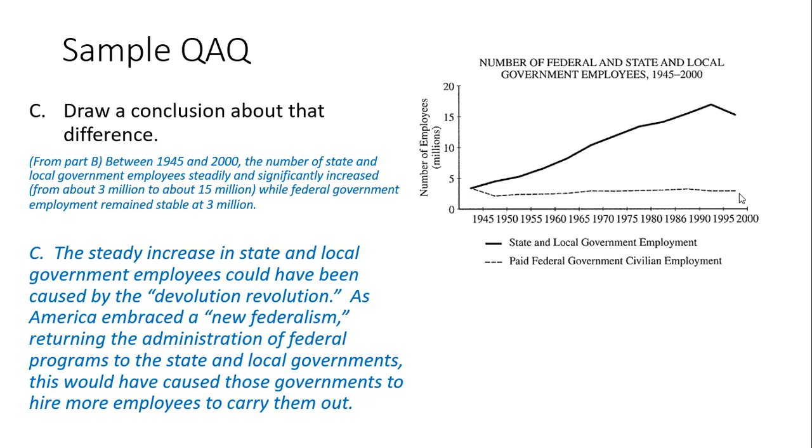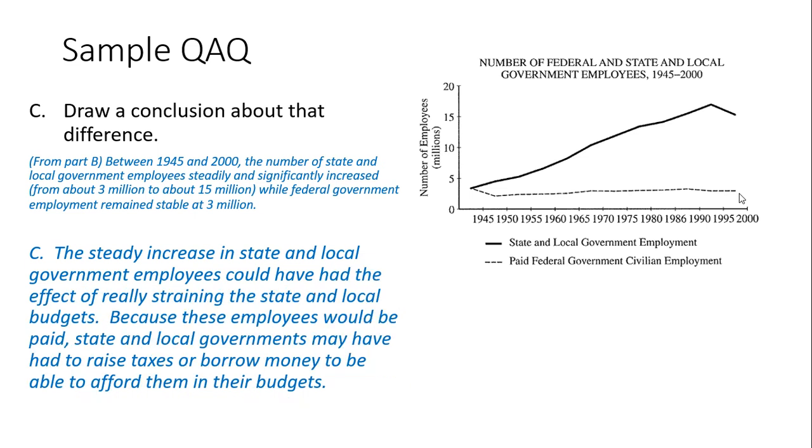Why is that line growing? Because as we turn to a new federalism, we put more of the work of federal programs in the hands of the state and local governments. They had to hire more people. Here's more of an effect conclusion. So just showing you two different ways you can do this. You would just do one of them, but this is more of an effect.